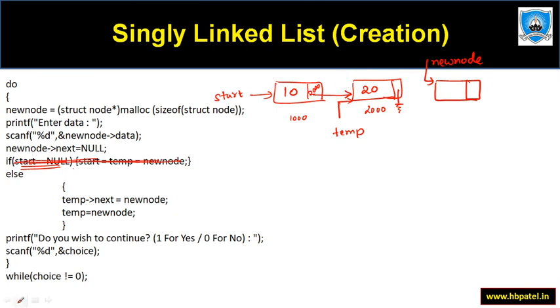Alright, and then let's ask for data, that is, enter some data. So I am entering, let's say, 30. So new node arrow data equal to 30, and new node arrow next equal to null.